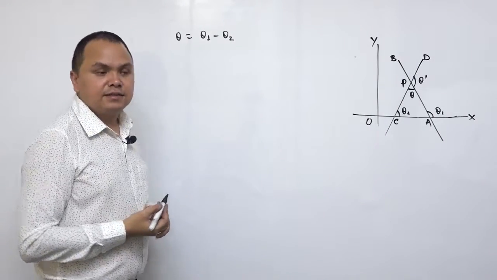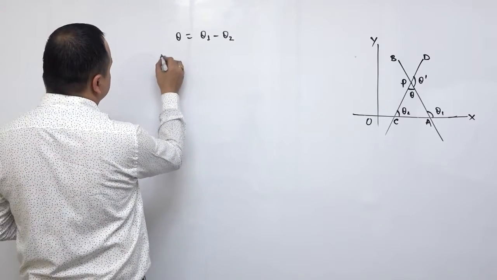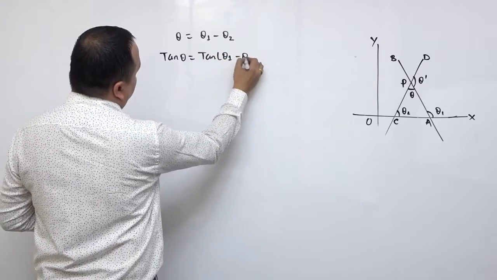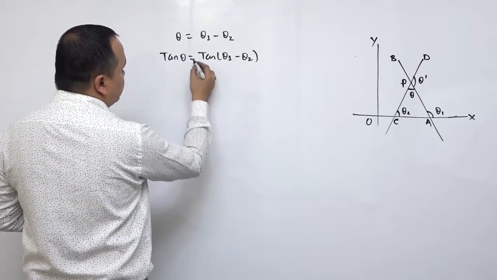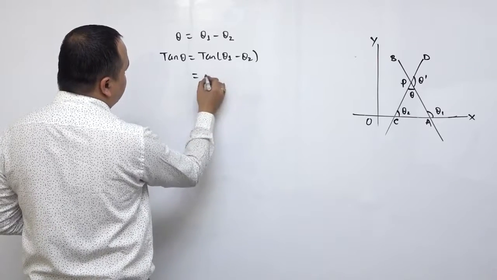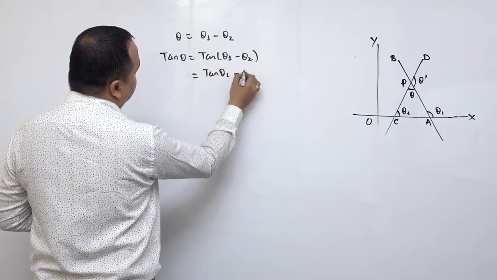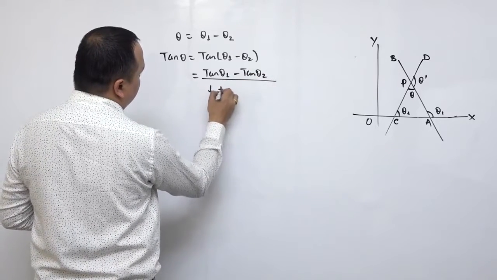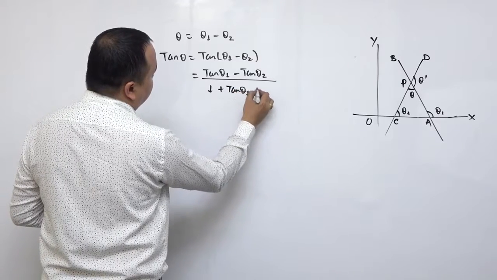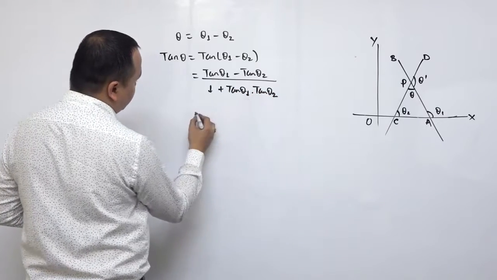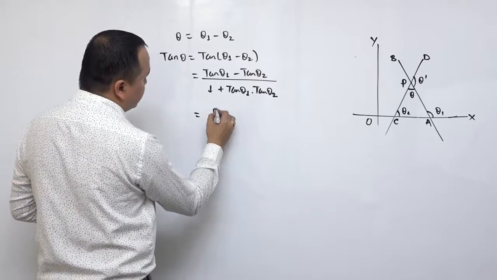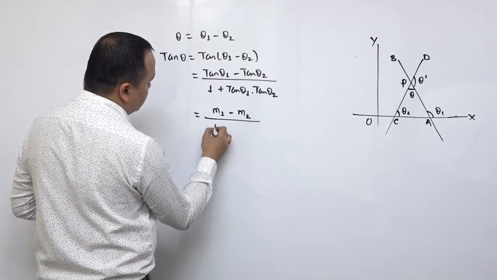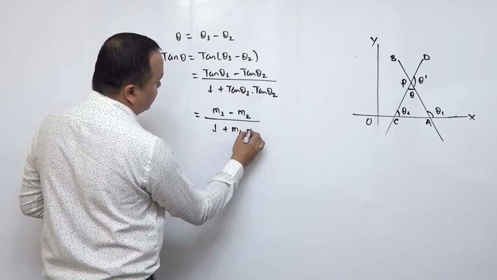Now taking tan on both sides. Formula of tan A minus B: tan A minus tan B upon 1 plus tan A into tan B. So we have tan theta is m1 minus m2 upon 1 plus m1 into m2.